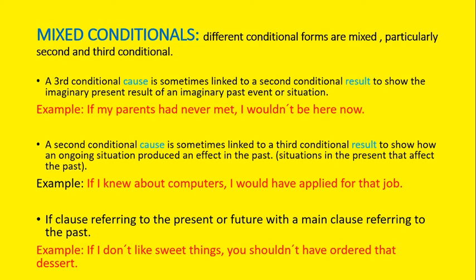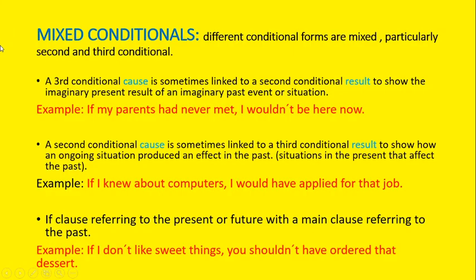Here we have a combination of a second conditional cause with the third conditional result. Second conditional cause, third conditional result. So the opposite, the other way around of the first case. And the third one, if clause referring to the present or future with the main clause referring to the past.